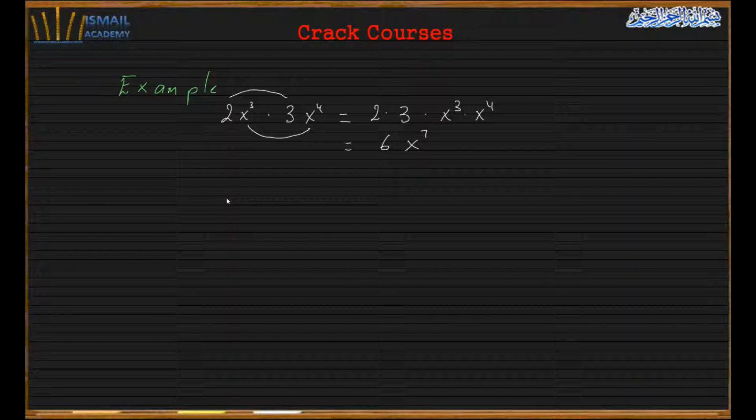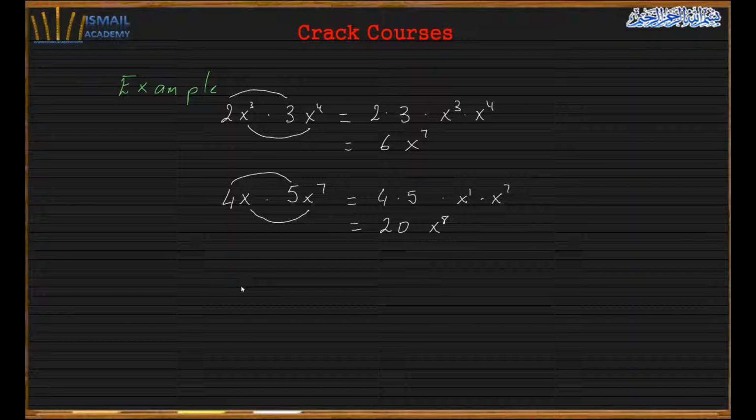So if I have, for example, 4x times 5x to the 7, again here I will multiply the number with the number and the power with the power. Here remember, when you have no number here, that means first power. So it's going to be 4 times 5, and we have x to the first power times x to the 7. So here I will have 20 times x to the 1 plus 7, which is 8.